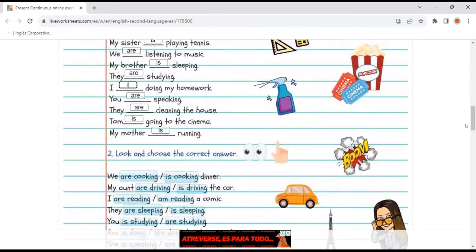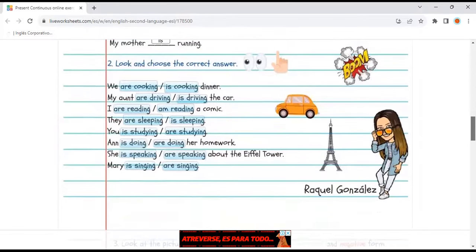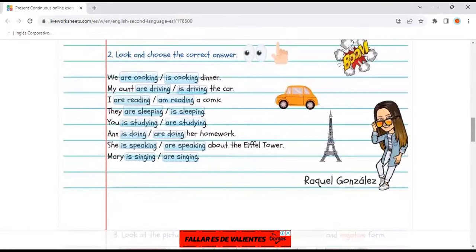Entonces lo dejamos como is. Sí, yo digo que sí. No creo. Damos la segunda parte. Pues en la primera sí es we are cooking the dinner.